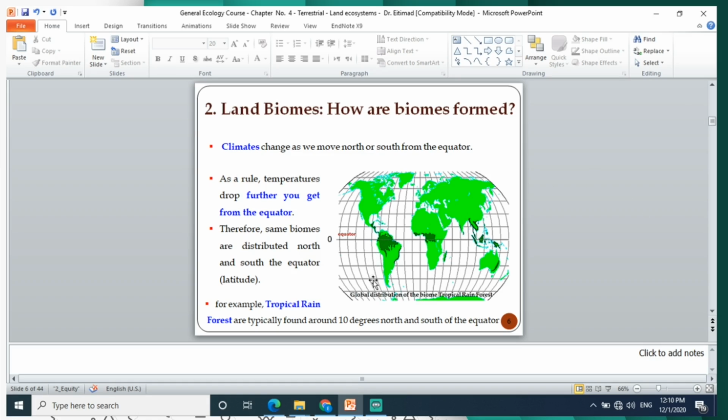As you know, climate changes as we move north and south of the equator. As a rule, temperature drops the further you get from the equator, north or south. Therefore, biomes are distributed north and south of the equator. You will find the same biome in the north and in the south of the equator. For example, tropical rainforests, represented here by this dark green color, are typically found 10 degrees above and below the equator. The equator is our standard latitude.